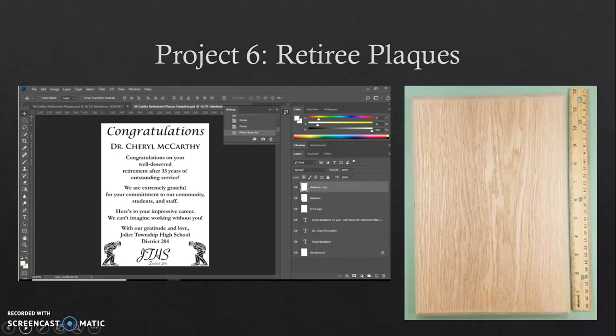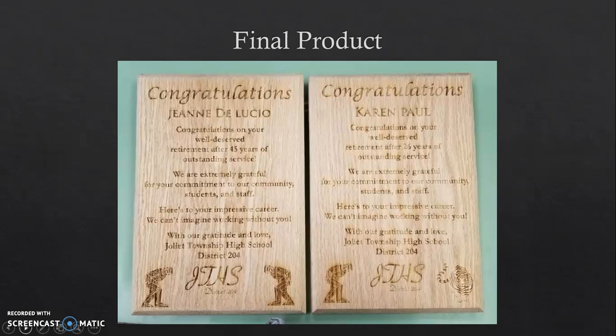So my sixth project was to make plaques for the JTHS 2019 retirees, and there were 3 teachers in total, so I created 3 templates for the wooden plaques in Adobe Photoshop. And then I simply engraved the plaques with the laser cutter, and this was the final product. And I thought this project was really neat because I was able to showcase my skills that I had learned in Adobe Photoshop and apply them to making these plaques, so it was really neat.